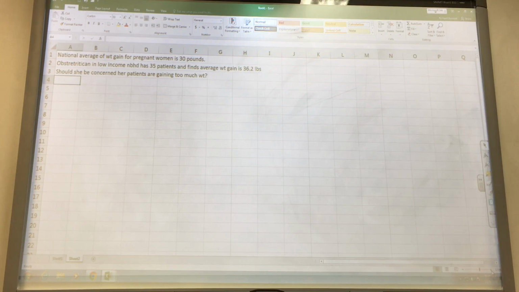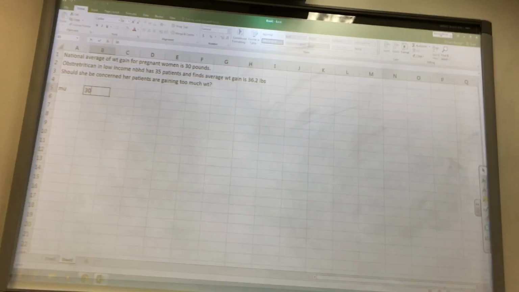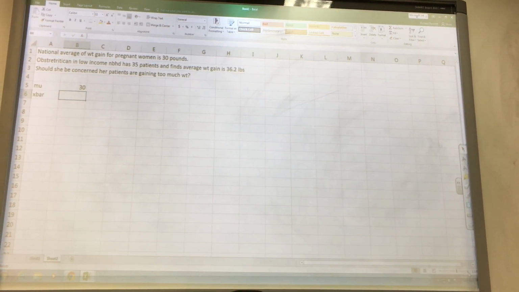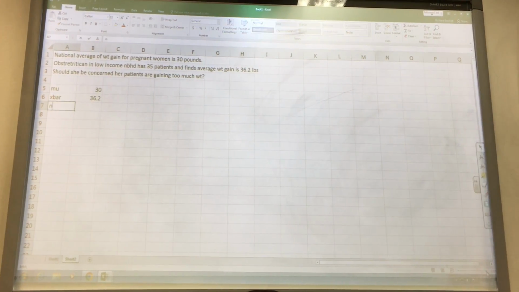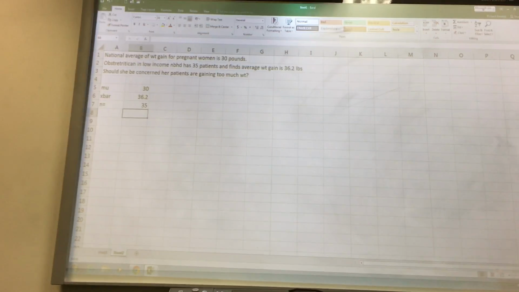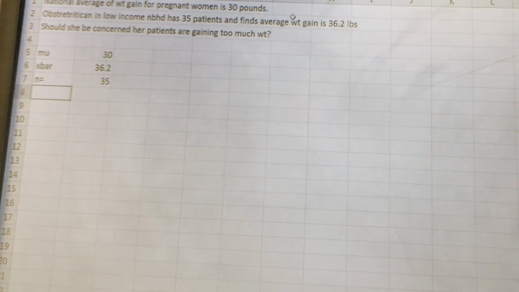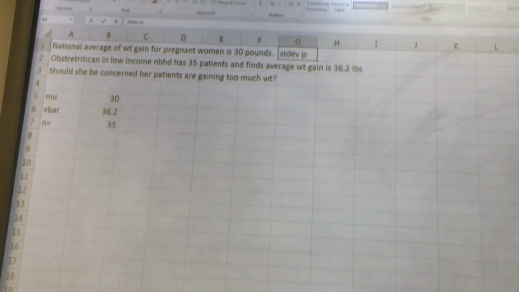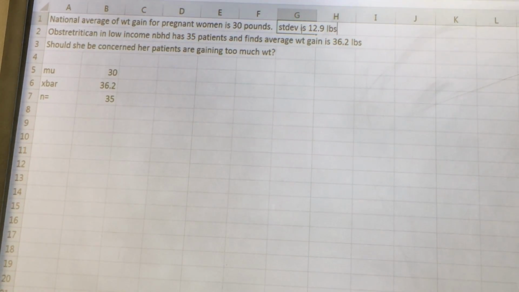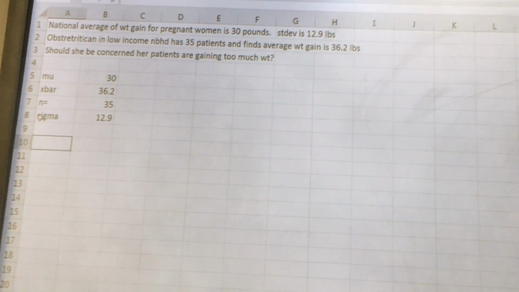Okay? So we're going to plug this into our formula here, z equals, before I do that. When you're doing these problems, sometimes it's really good to emphasize notation. Your mu is your 30. Your x bar is your 36.2. Your n equals 35. And, oh, I forgot to give you your standard deviation. The standard deviation is 12.9 pounds. So that's going to be your sigma, 12.9 pounds.